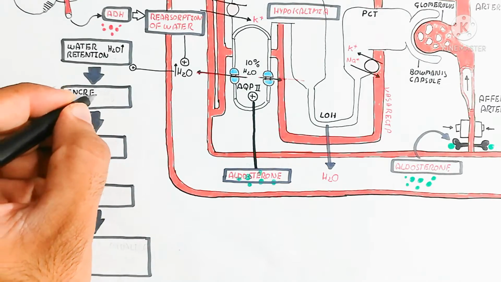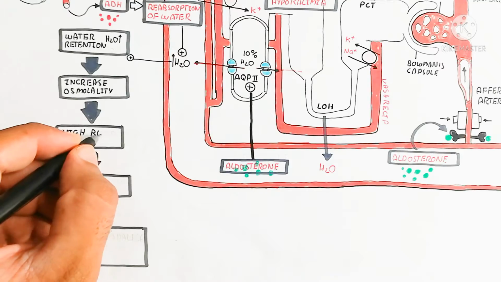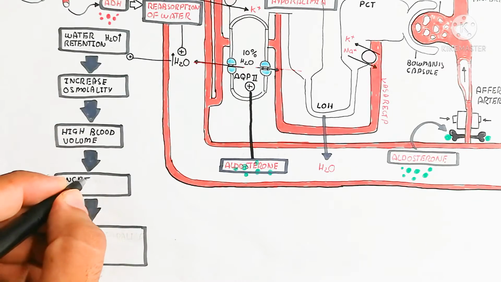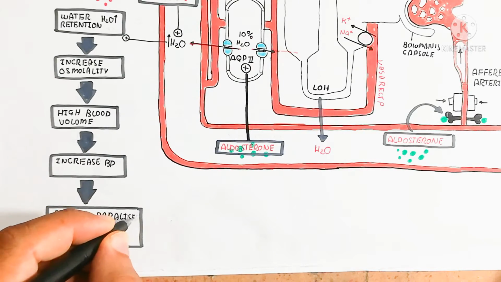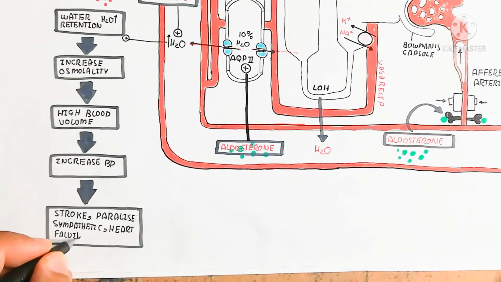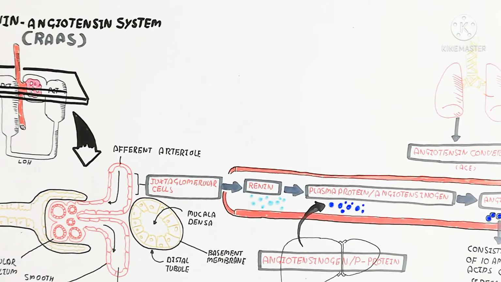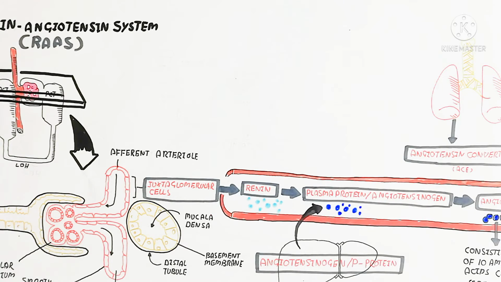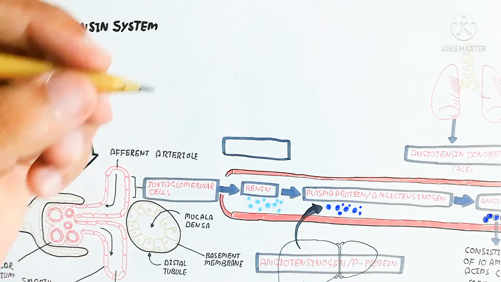So, in summary, we can say that the water increasing in the blood circulatory system is the retention of the water, which will lead to increased osmolality, and it means high blood volume, where basically high blood volume will be created to increase blood pressure. And this increased blood pressure in aging vessels or older vessels, basically when we age, will lead to stroke, paralysis, sympathetic activity as well as heart failure. So that is basically the reason.